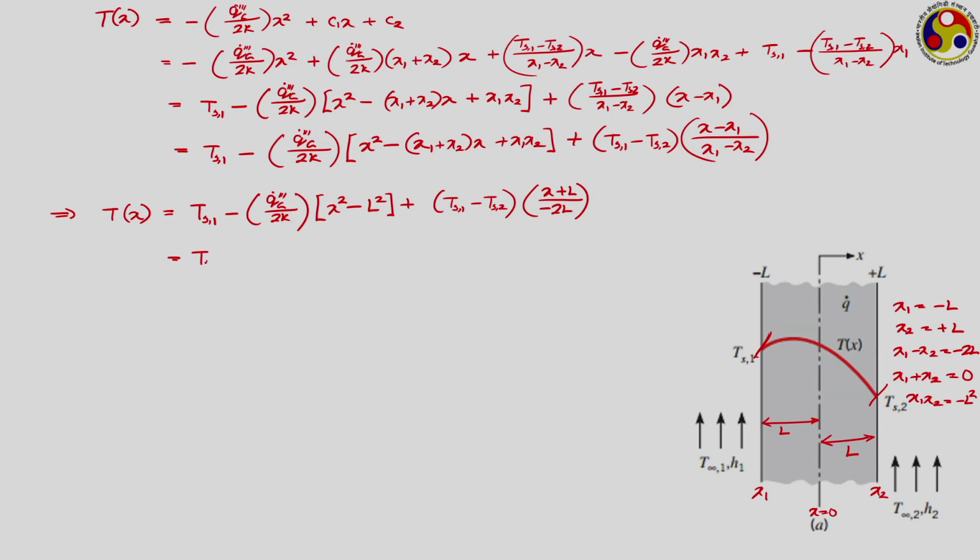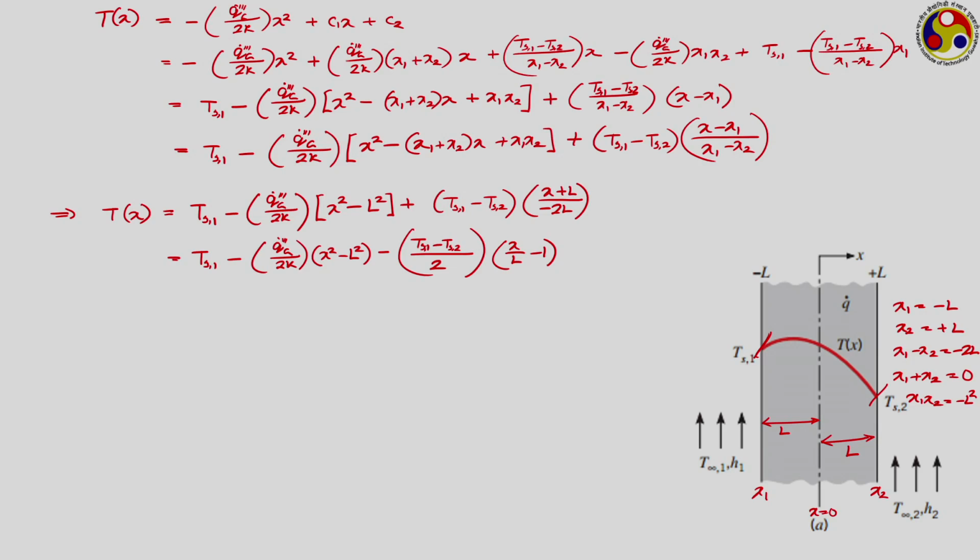So, we can rearrange them a bit. Ts1 minus Q0 triple prime upon twice k into x square minus L square, plus let us take this 2 inside as (Ts1 minus Ts2) upon 2, and also we are taking this minus sign out. So, it becomes x upon L minus 1 for this. So, this is the final form of expression probably we are looking for.